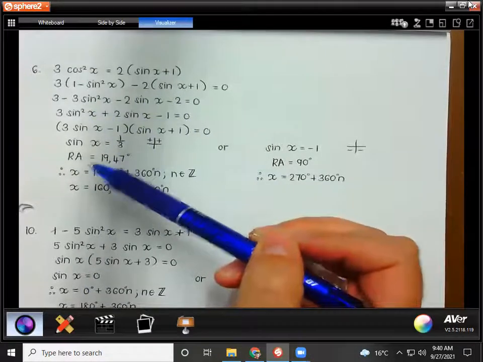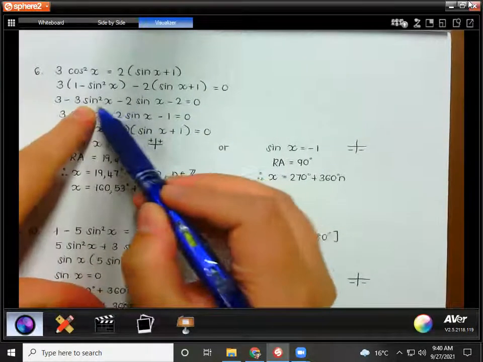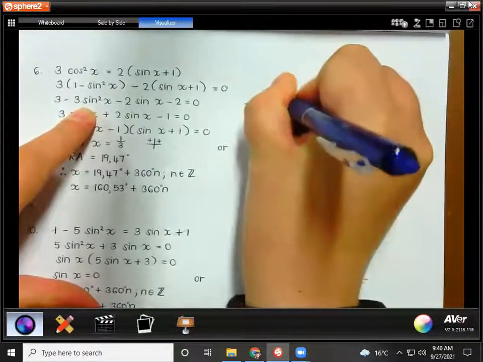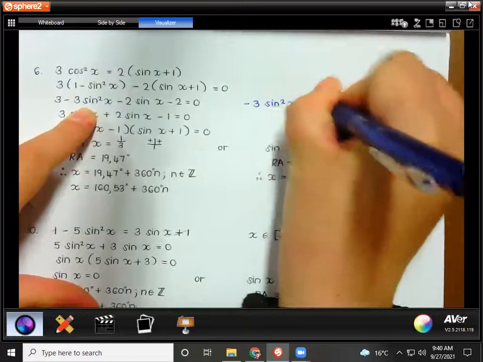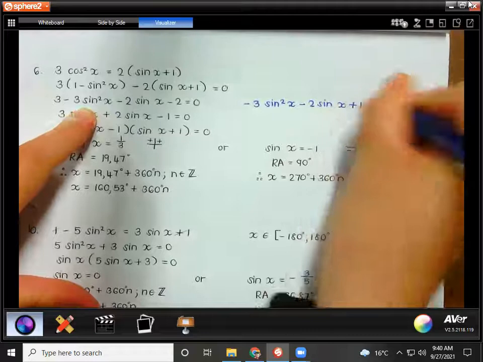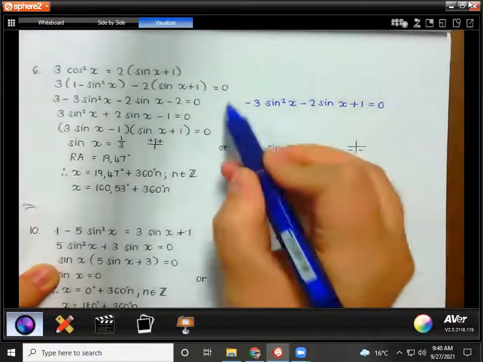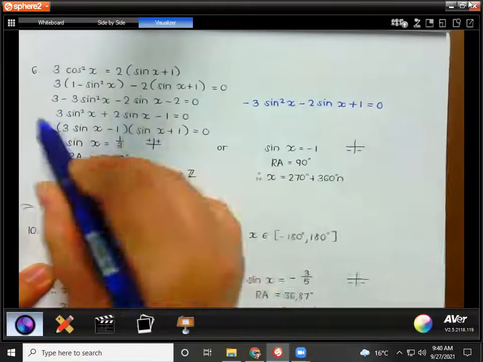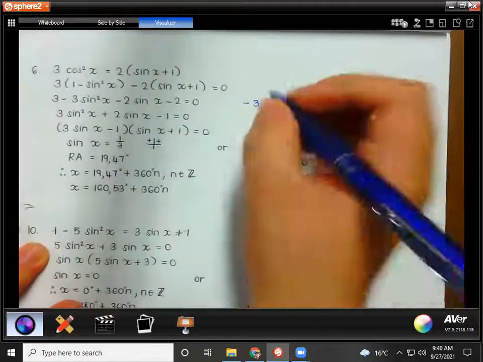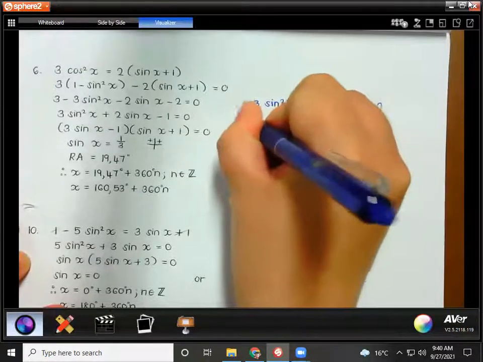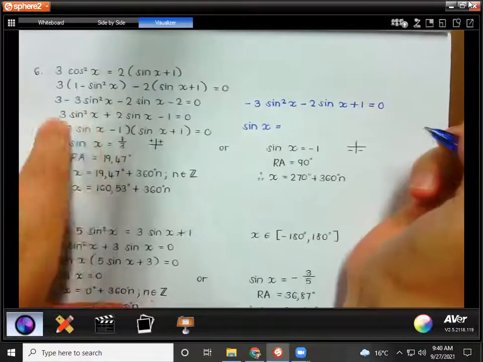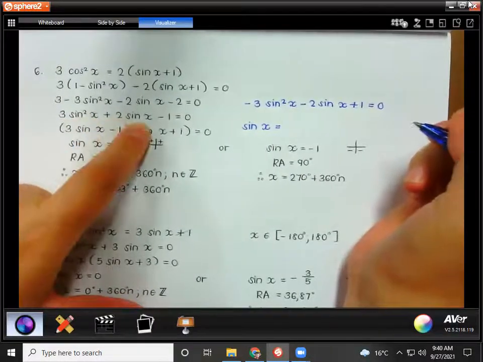Then I just work everything out here. So this was actually -3 sine squared x minus 2 sine x plus 1 equals 0, right? But then because I don't like having a negative a value, I just divide it through by -1. Then I factorized, but again, guys, it would have been fine if you use the quadratic formula. So if you look working with this, did you guys also divide through by -1 to get it like this?